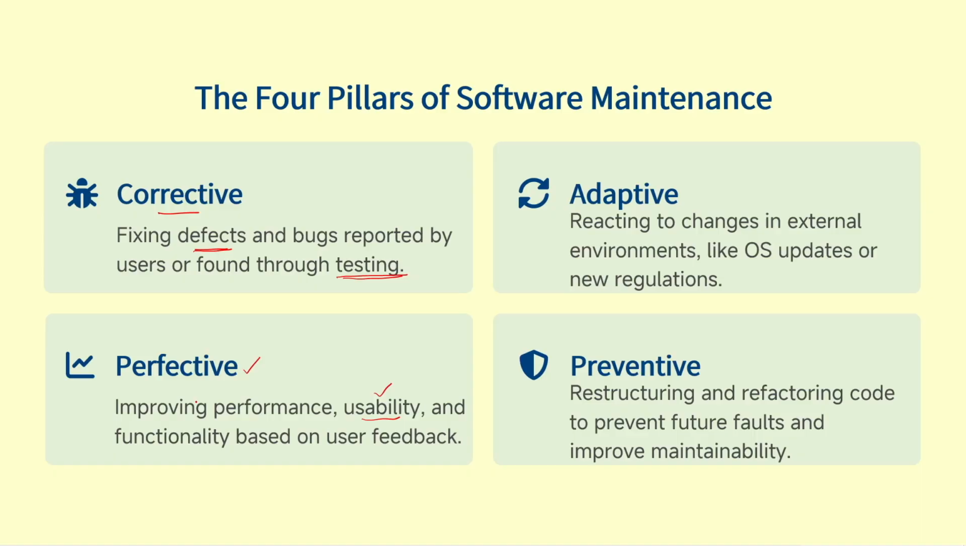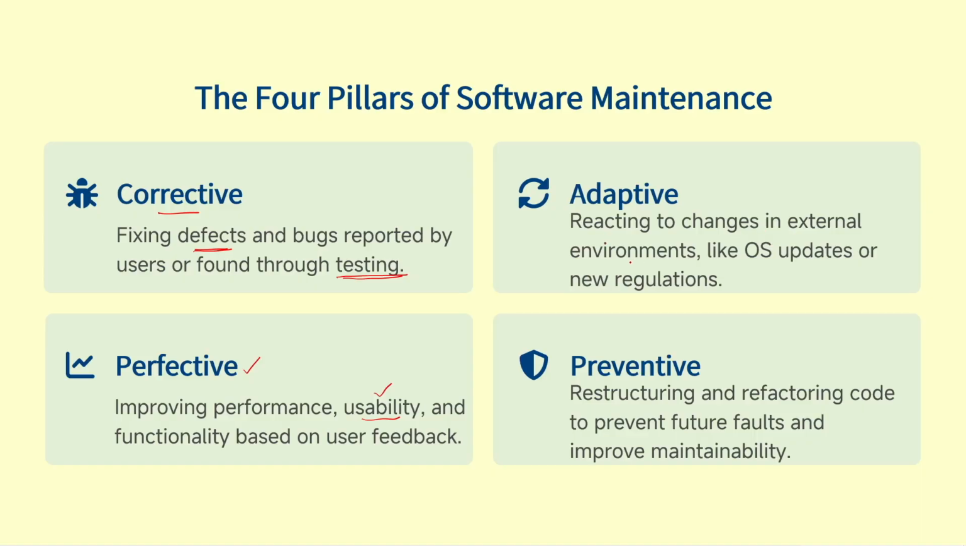The third type is called adaptive maintenance, wherein you want to change to a particular environment. Sometimes there could be a change in the operating system, or some regulations may come, or there could be some government initiatives to which the software has to be adapted. At that time we will go for adaptive maintenance. So it is reacting to changes in external environments like OS updates or new regulations.